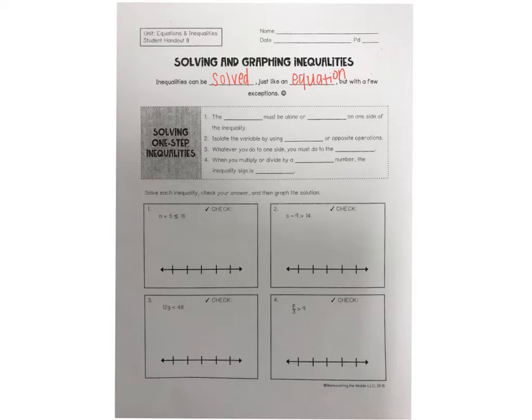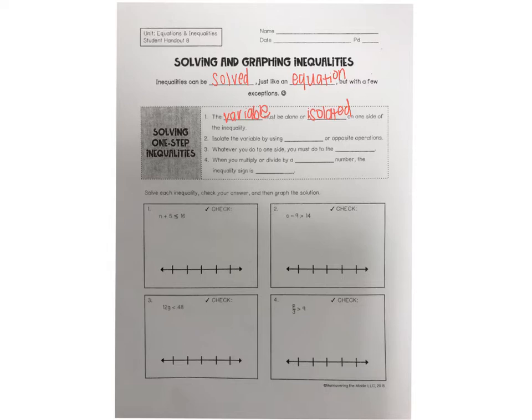One of the exceptions to this rule is one that we are not going to actually be assessed on, but it is important that you know it exists. Okay? So let's read through the steps to solving one-step inequalities. Again, just like in equations, the variable must be alone or isolated on one side of the inequality.